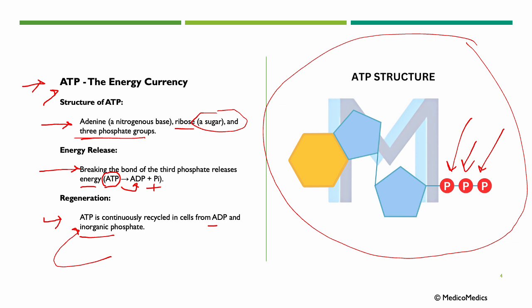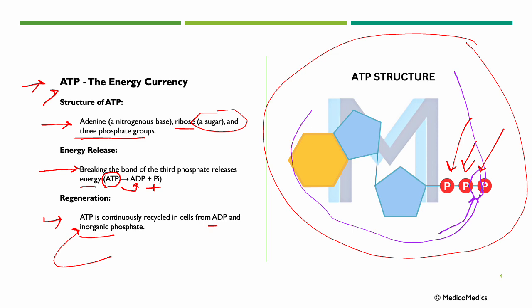Now, the high energy bond formed between the 2nd and 3rd phosphate groups is where the energy in ATP is stored. So when the cell needs energy, ATP is broken down or hydrolyzed into ADP and a phosphate. And this reaction, which falls under catabolism, is catalyzed by the enzyme ATPase. So the energy released from breaking this high energy bond is what powers cellular processes like muscle contraction or active transport, etc.